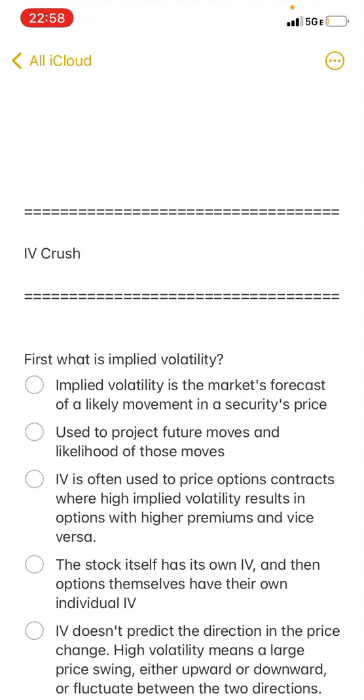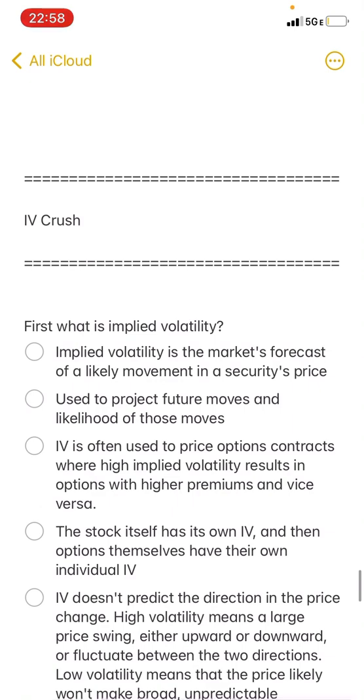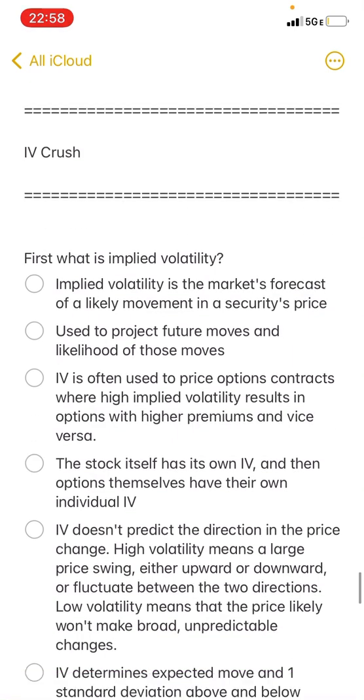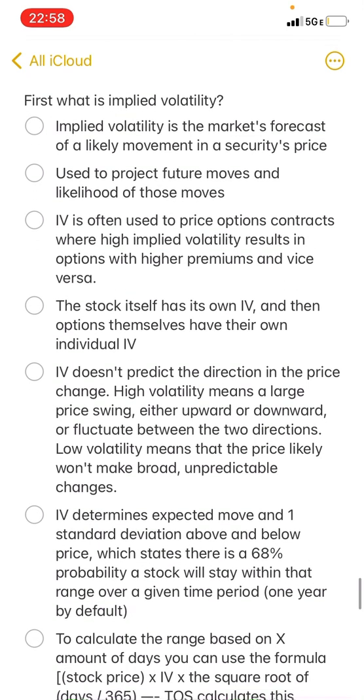So before we get into IV Crush, I just want to briefly go over what implied volatility is, right? Because that's important to understand. I'm not going to go into a ton of detail on implied volatility, just so you understand the basics of what you need to understand. So first, what is implied volatility? Implied volatility is the market's forecast of a likely move in a security's price. So how likely is something to move, or by how much? The higher the IV is, the more of an expected move there is.